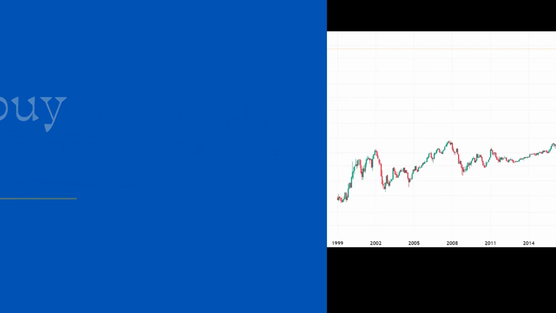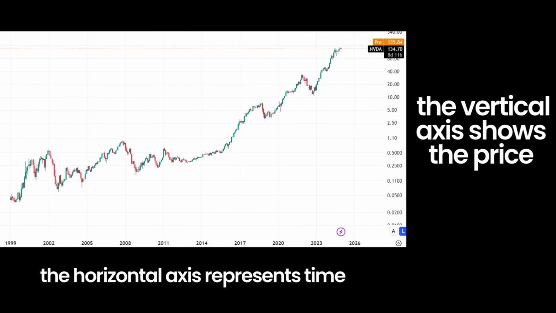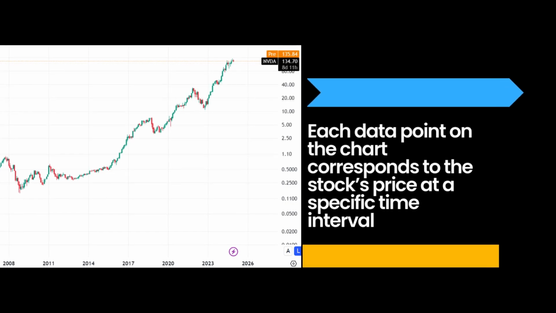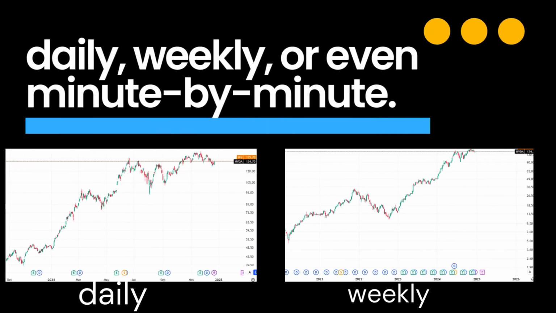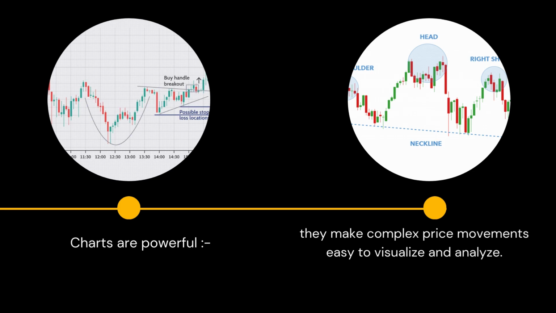On the chart, the vertical axis shows the price, while the horizontal axis represents time. Each data point on the chart corresponds to the stock's price at a specific time interval, like daily, weekly, or even minute by minute. Charts are powerful because they make complex price movements easy to visualize and analyze.